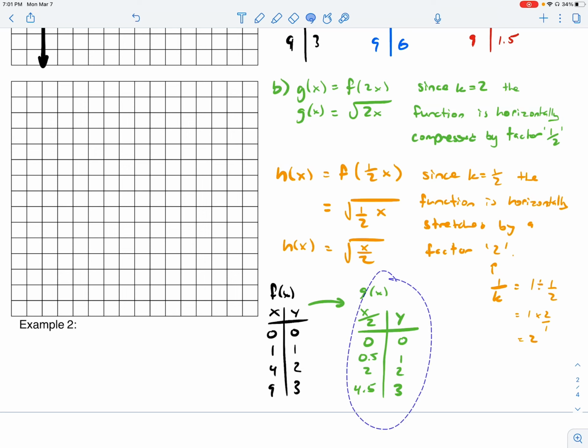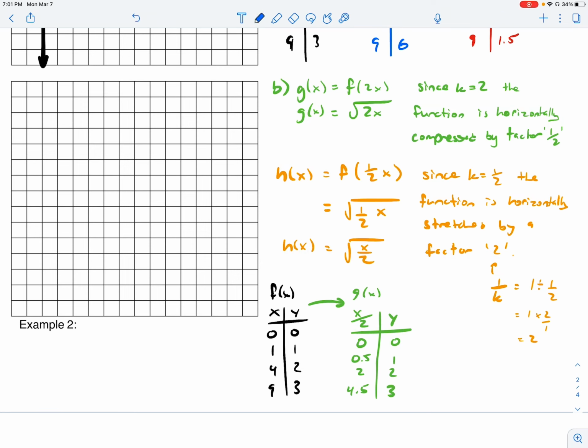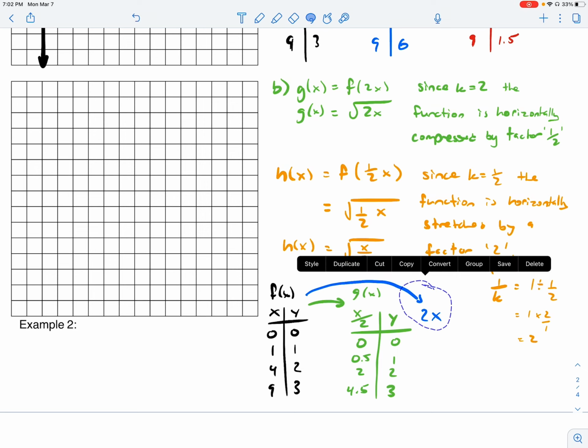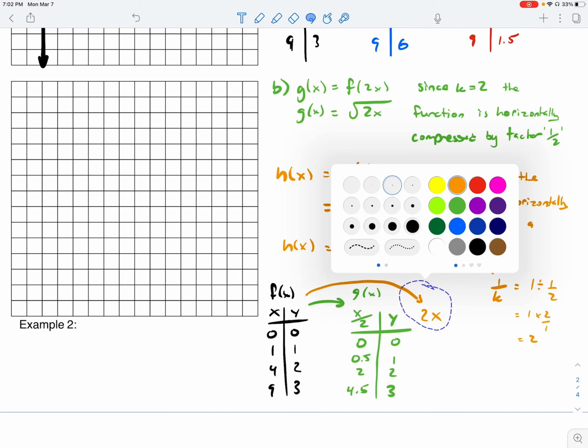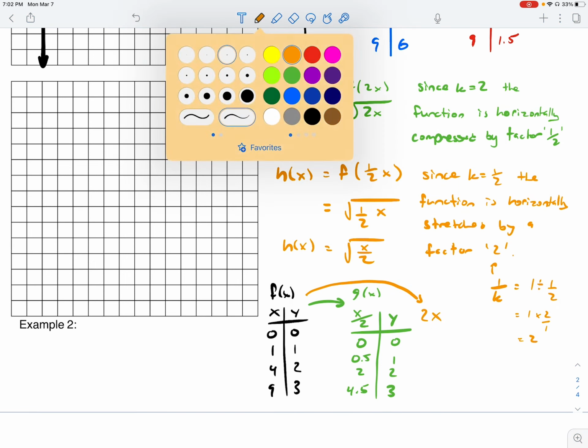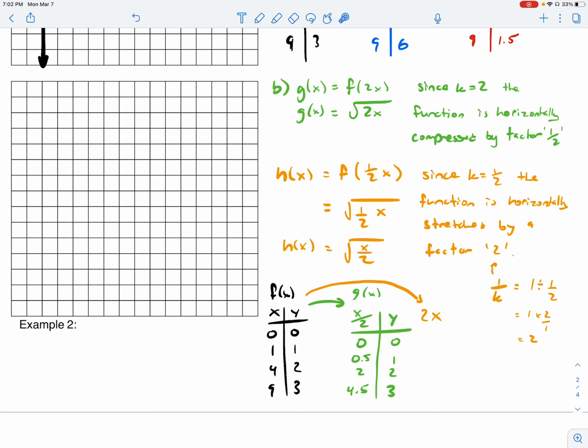The blue one, let's move this over here. Okay, to get the blue one, we're going to start from the base, and this time it's going to be 2x. Sorry, this is not blue, it's orange. That second one we did was orange. So to get h of x, we said it was horizontally stretched by a factor of 2. So I've got to multiply these x values by 2. That's what I'm writing right here. That shows a horizontal stretch by factor 2. Y will stay the same.